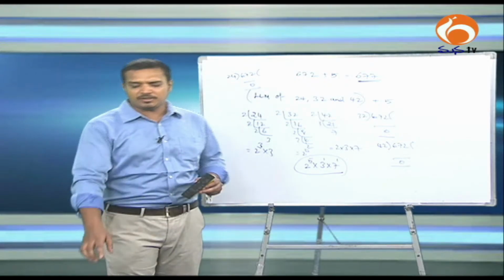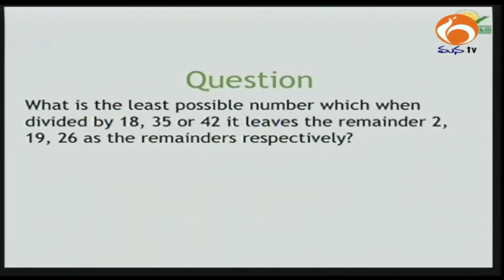Alright, let's see the next question. What is the least possible number which when divided by 18, 35 or 42, leaves the remainders 2, 19 and then 26 respectively?